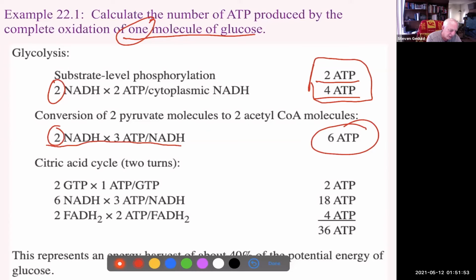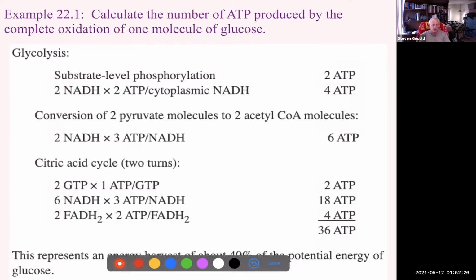Okay. And each one gives you a GTP. There's 2 of those, which gives you 2 ATPs. 6 NADHs, because 3 from each one. Each one gives you 3, that's 18. And 2 FADH2s, because each pyruvate gives you 1. Okay. And that generates 2 each, so that's 4. And 36 is your total ATP. Okay. That represents about 40% of the potential energy of glucose. So breaking it down, about 36 ATPs from our glucose molecule.